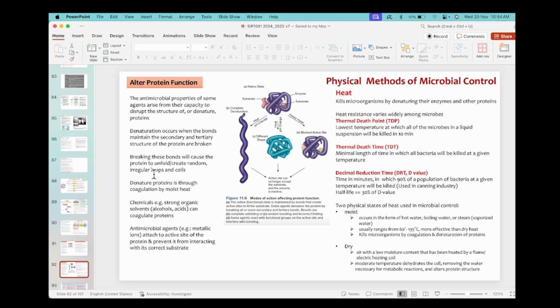Then decimal reduction time, the D value. So the time in minutes in which 90% of the population of bacteria at a given temperature will be killed. So usually used in the canning industry. So canning industry, the main focus is on Clostridium, either Clostridium botulinum or Clostridium tetani. Both anaerobic spore formers. Okay? Both environmental soil bacteria. So these two were often problems in the canning industry.